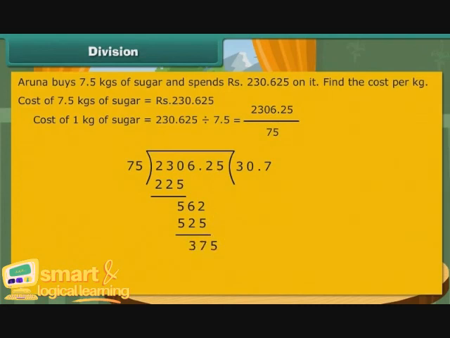Bring 5 down. The new number formed is 375. It holds 5 times 75 exactly. Write 5 to the right of 7 and 375 beneath 375. Subtract. As the difference is 0, write a cross to mark the end of the division operation. Therefore, the cost of 1 kg of sugar is rupees 30.75.